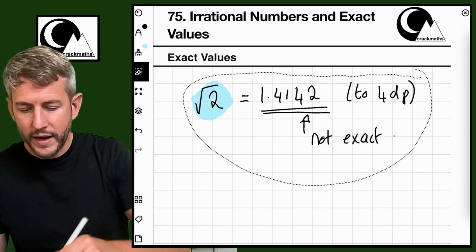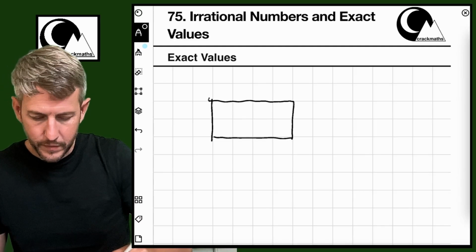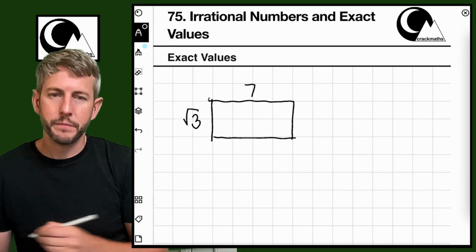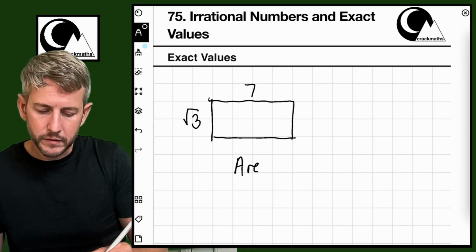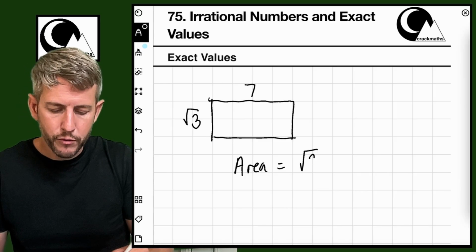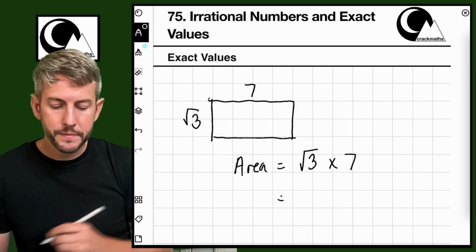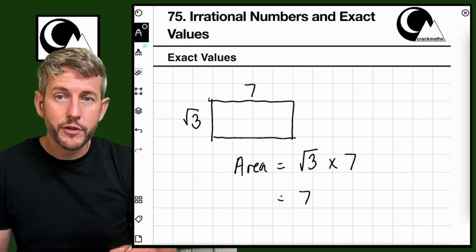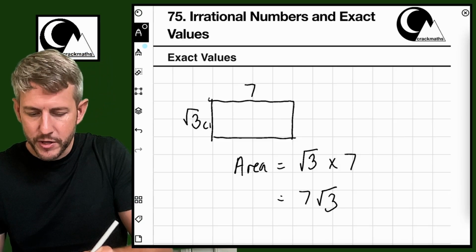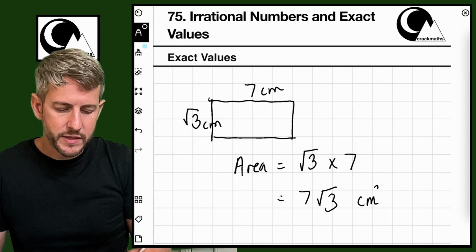Okay, so let's actually have a look at an example here. So let's say I've got a rectangle. And I'm going to say this length is root 3 and this length is 7. Okay, so the area of this rectangle will equal the length times the width, root 3 times 7. Now, if I was going to write this down as an answer, I'd write this as 7 root 3. Okay, and let's say I had some units. I'd say 7 root 3 centimetres squared.